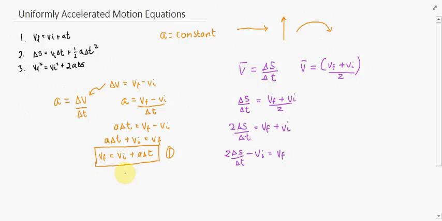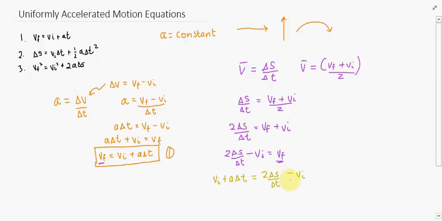Now I can put these two equations together. I've already got an equation for final velocity over here, and I've got an equation for final velocity over here. So I'm just going to use a new color to denote these two different components. I can put these two equal to each other, so I'll use this one first. I'll have the initial velocity plus acceleration times some change in time being equal to this side of the equation: 2 times delta s over delta t minus the initial velocity.